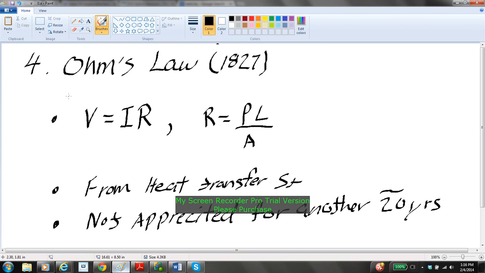This wasn't really that much appreciated for about another 20 years. He was primarily focused on the heat study, and it really wasn't grabbed onto for circuit analysis until about 20 years later.